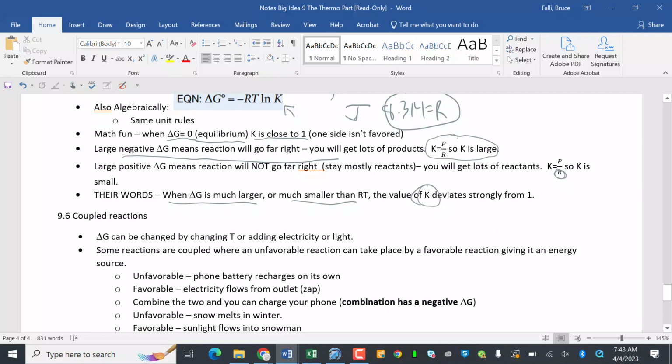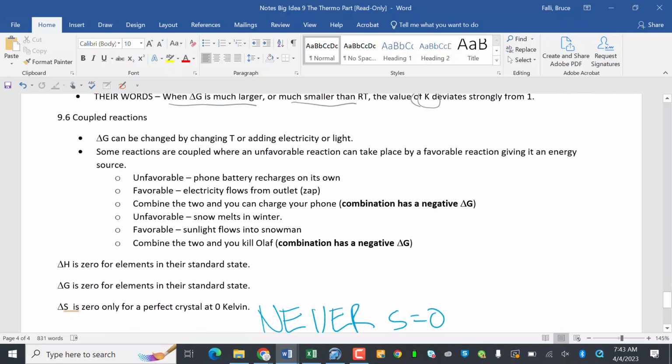Coupled reaction. Delta G can be changed by changing temperature or adding electricity or light. So that's like adding energy, right? Some reactions are coupled, where an unfavorable reaction can take place by a favorable reaction giving it an energy source. Unfavorable.